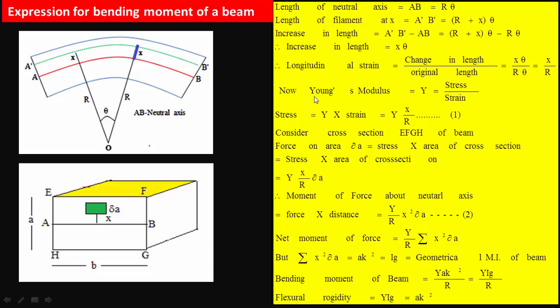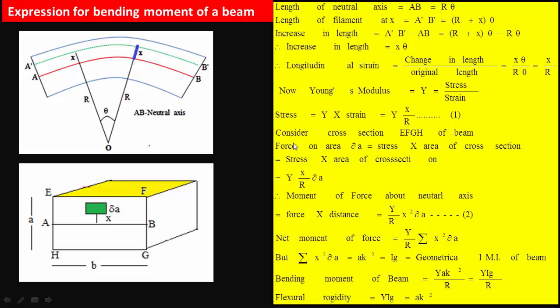Now use the definition of Young's modulus. So Young's modulus Y is equal to the longitudinal stress upon longitudinal strain. Therefore, we write the longitudinal stress is equal to Y into the longitudinal strain. Therefore, we get the stress is equal to Y into x upon r.